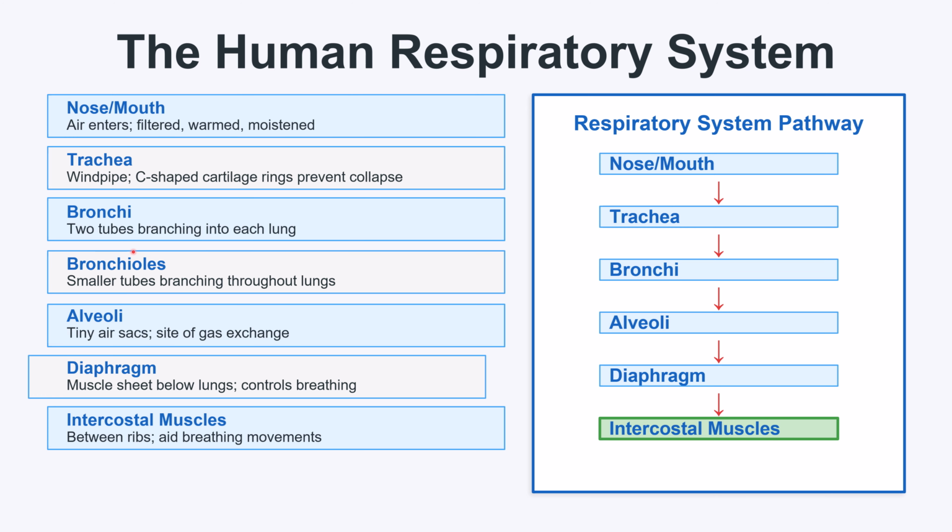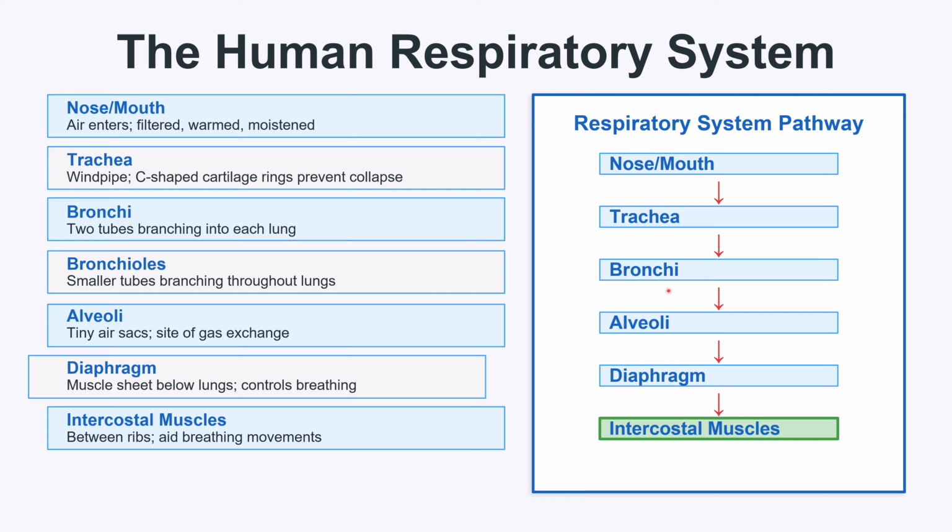Bronchi, two tubes branching into each lung. Bronchioles, smaller tubes branching throughout the lungs. Alveoli, tiny air sacs, site of gas exchange. Diaphragm, muscle sheet below the lungs, controls breathing. Intercostal muscles between ribs aid breathing movements.